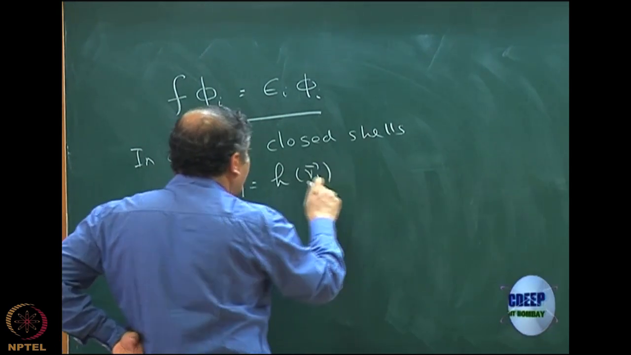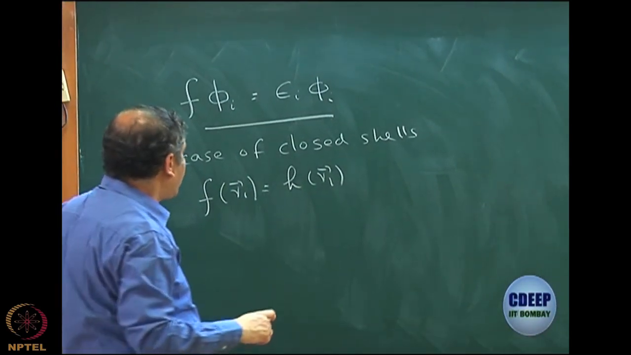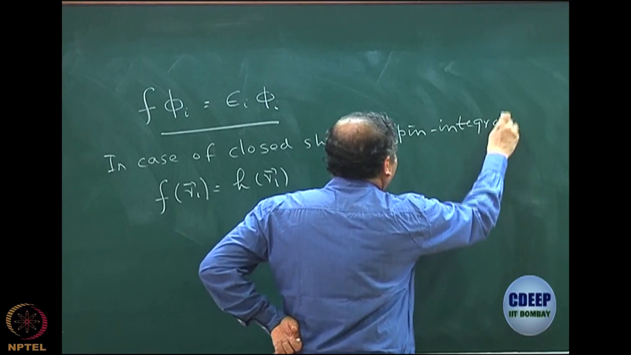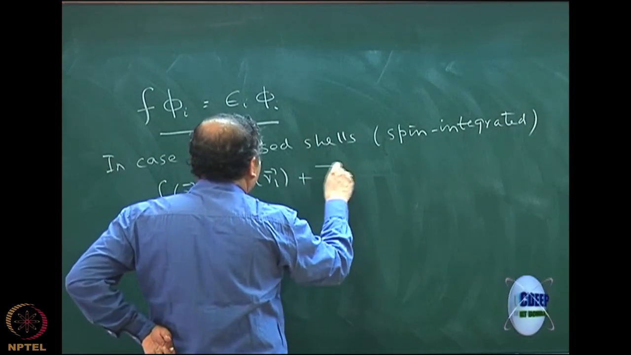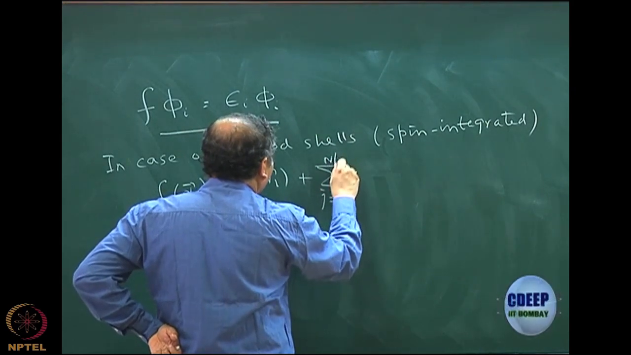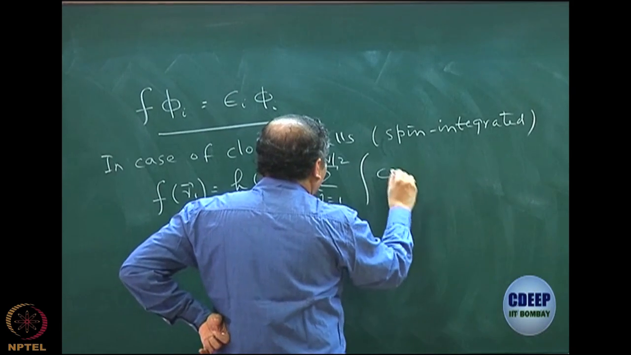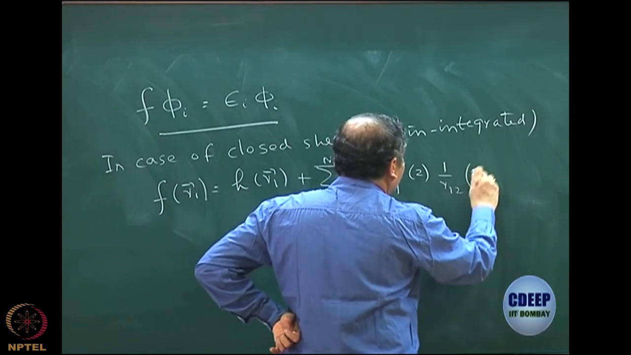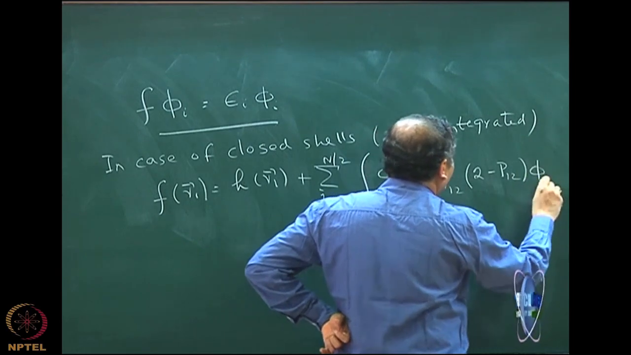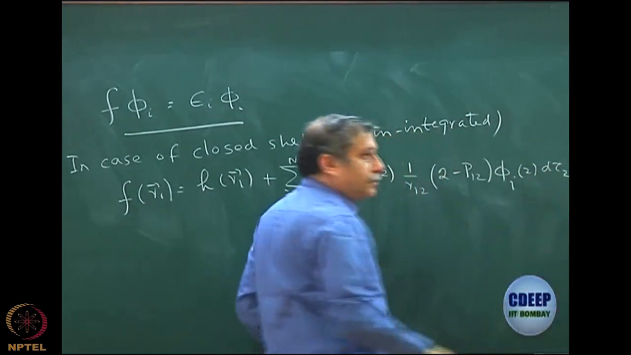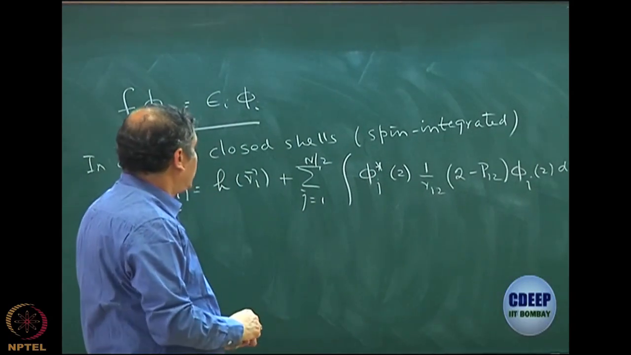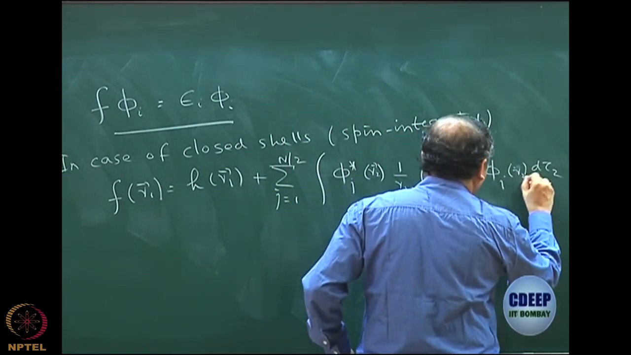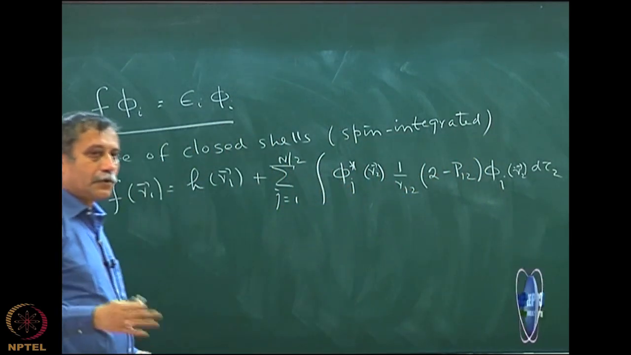Please remember that now the spin is integrated. So this is only in terms of space orbitals. This is the spin-integrated equation for the closed shell. So h of r1 plus sum over j equal to 1 to n by 2 integral phi j star 2, 1 by r12, 2 minus P12, phi j 2 d tau. So I hope all of you can write this. 2 is essentially r2, just to make sure that you understand, and the integration is done over d tau 2. R12 is of course mod r1 minus r2.